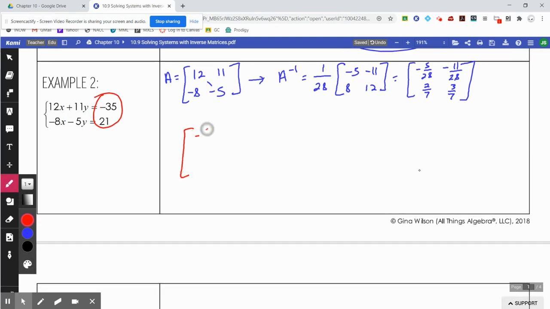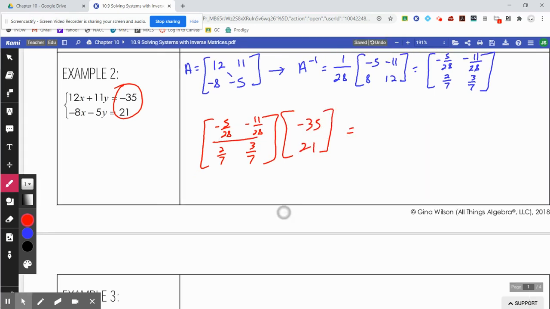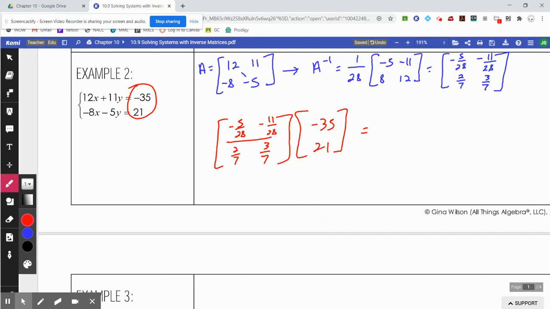So negative 5 over 28, negative 11 over 28, 2 sevenths and 3 sevenths, times your constant matrix, which is negative 35, 21. Okay, so here we go. We're going to multiply row by column. And I'm going to write these down because these are a little bit trickier.